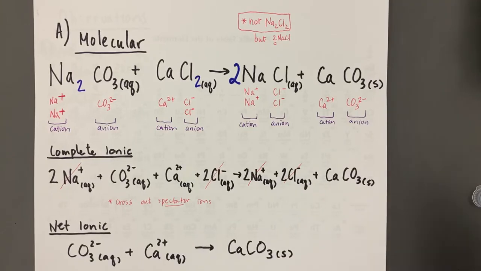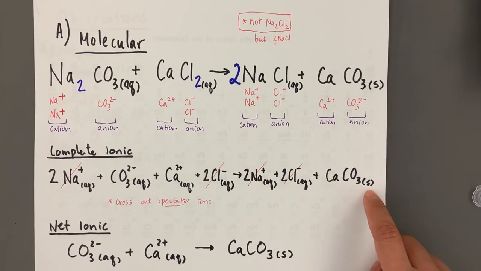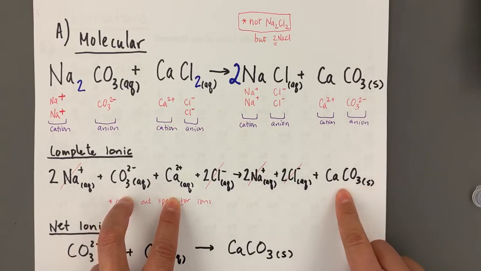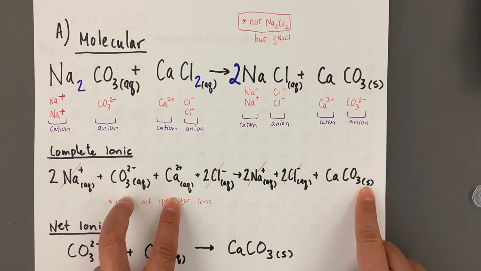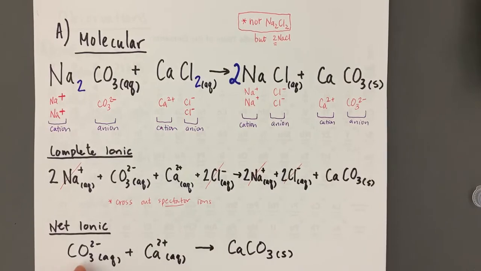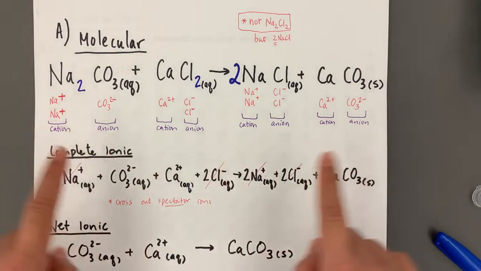You cannot cancel out the calcium carbonate because before the arrow as a reactant, they're free-flowing ions. Afterwards, it is the precipitate as a solid. So you cannot cancel these out. After you cancel out all the spectators, you are left with CO3 2-, calcium 2+, and the calcium carbonate solid.